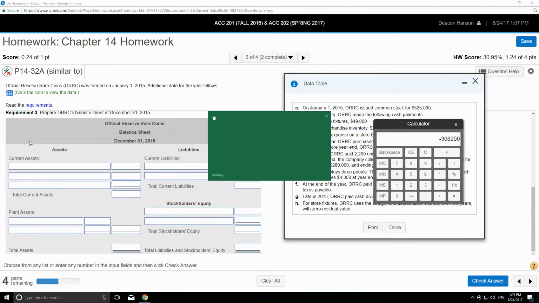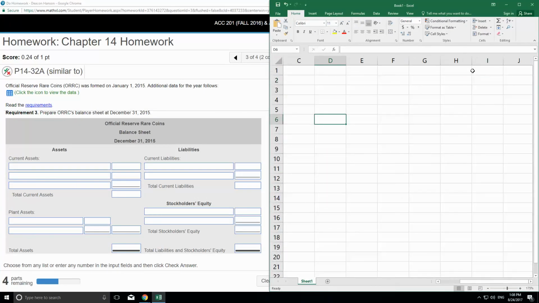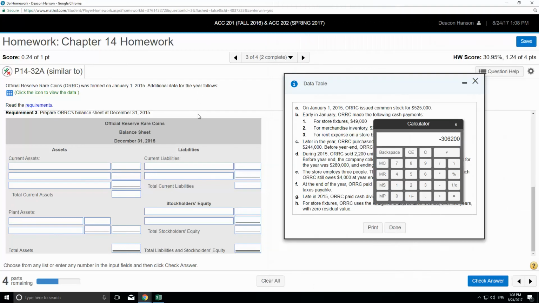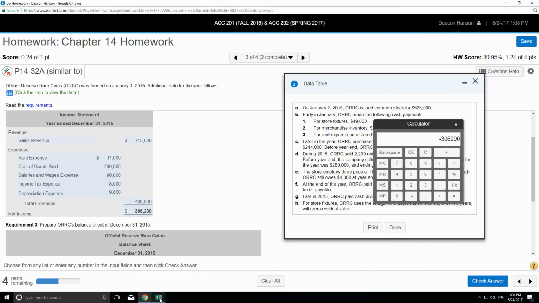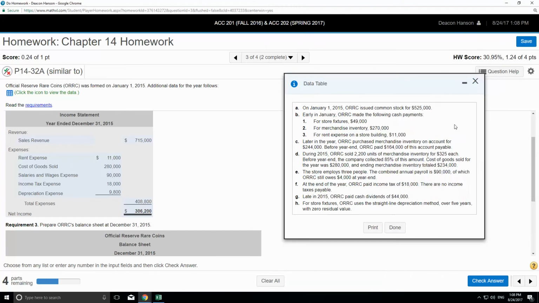Let's see. So I'm going to give you that formula again, right? When you do retained earnings, you take the beginning retained earnings, you add net income, and you subtract dividends. And that gives you the ending retained earnings. That's what we need to get to. So the company didn't have any beginning retained earnings, zero, right? We just figured out what net income is. Net income was $306,200.